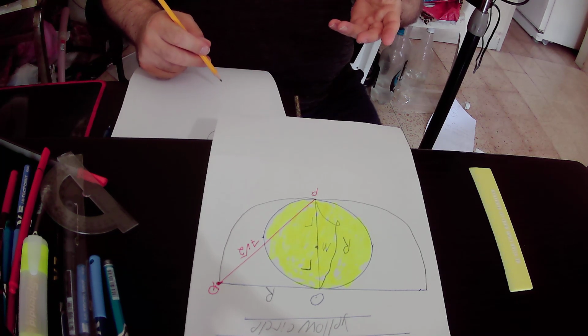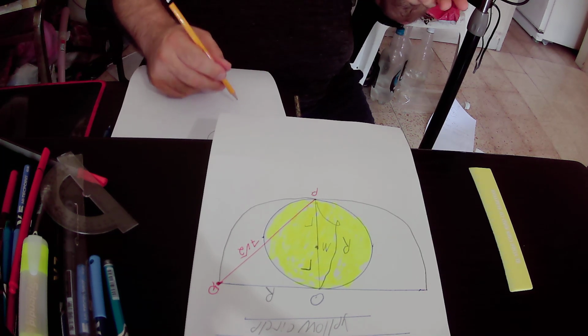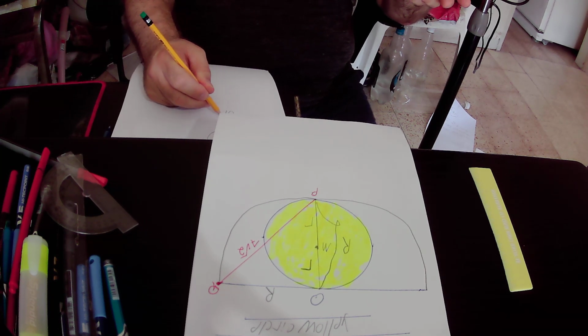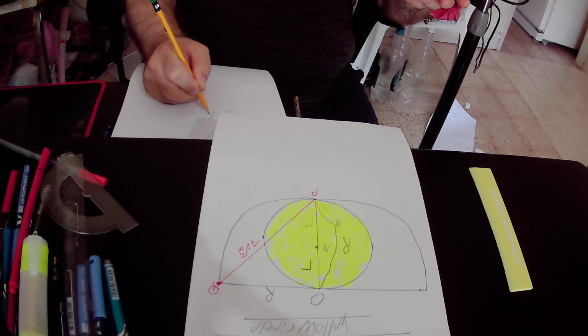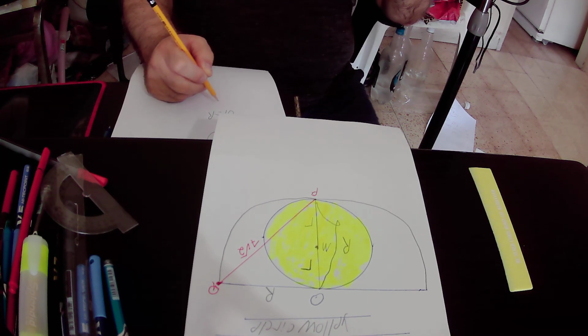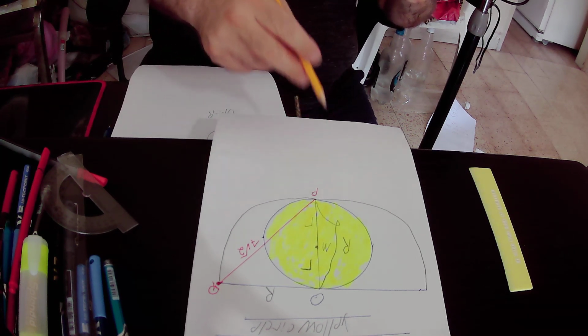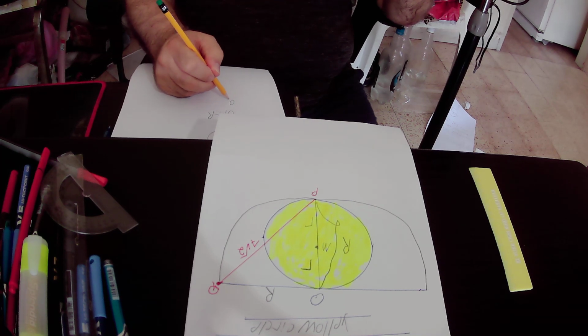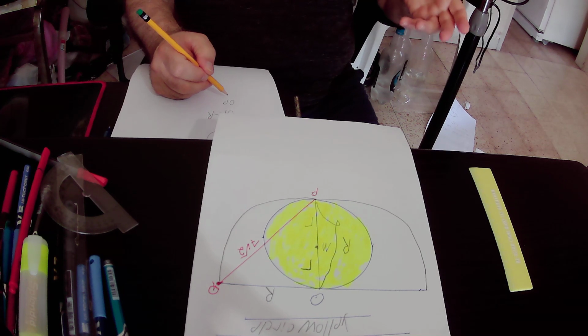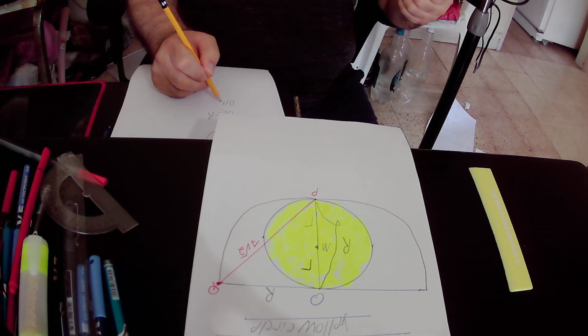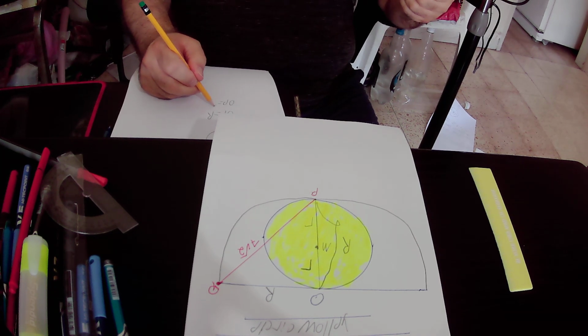OP equals the radius of the semicircle. OP equals R, capital R, from one side. But from the other side, you can also see that OP equals the diameter of the yellow circle. And the diameter of any circle equals 2 times the radius of that circle.